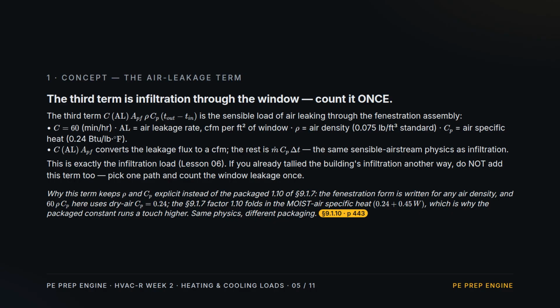Concept 4. The air leakage term. This is just the sensible load of air leaking through the window. The 60 and the leakage rate turn the flux into a cubic feet per minute. Density and specific heat and delta T finish it. Identical to infiltration. So watch the double count. This is your window's share of infiltration, Lesson 6. If you've already tallied leakage another way, don't add this term on top. Count the window leakage exactly once.